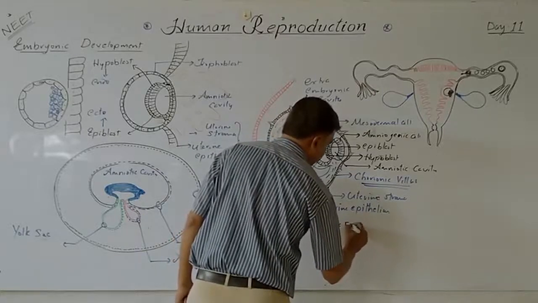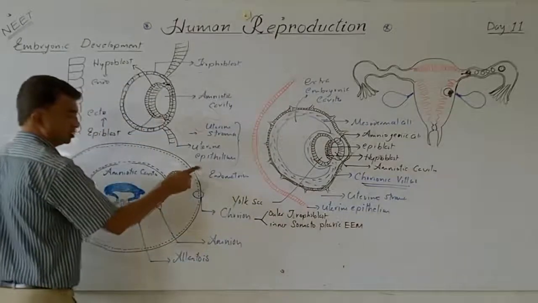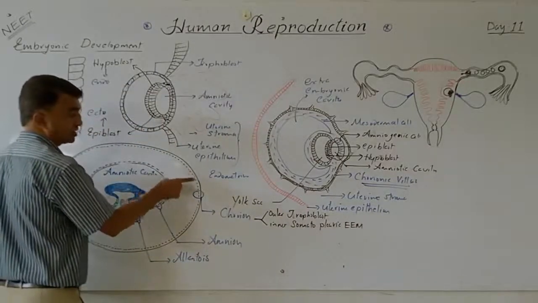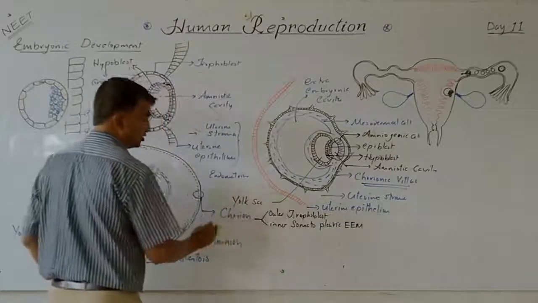Somatopleuric extraembryonic membrane. So two layers. This is the trophoblast, this is the somatopleuric extraembryonic membrane, this is the mesoderm, the extraembryonic mesoderm. So what is the function of the chorion?